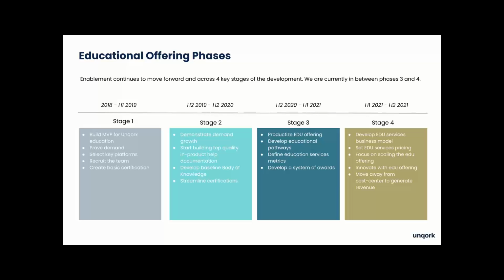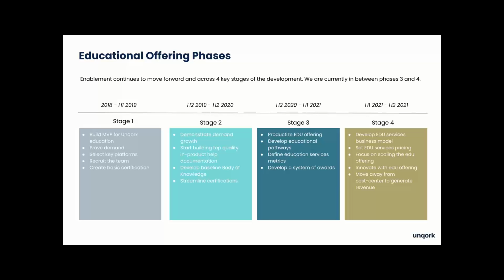And this is a really, really critical stage that we just finished delivering. It's productization of the educational services offering. It's developing educational pathways, defining services metrics, and developing a system of awards. So now all of a sudden you're completely out of the MVP phase. You already proved demand, and now you have to offer to the world a really nicely defined, very fleshed out product that you can be really, really proud of.